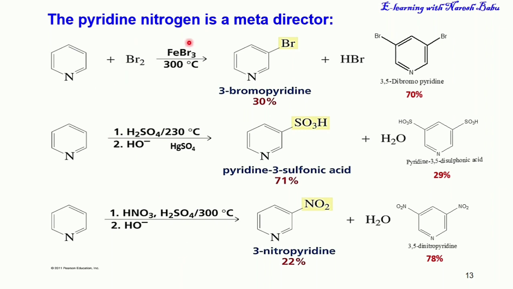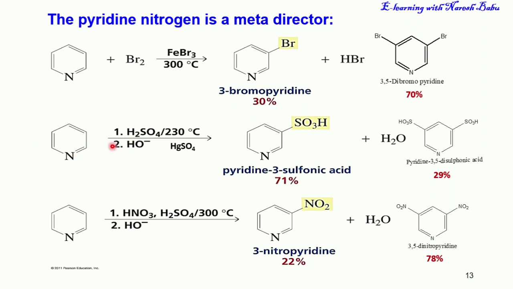So the pyridine nitrogen is a meta director. Here we have nitration, sulfonation and bromination reactions. In the nitration, pyridine reacts with nitric acid in the presence of sulfuric acid at 300 degrees Celsius, and substitution takes place at the third position as we discussed previously. It gives 3-nitropyridine, and also the disubstituted 3,5-dinitropyridine. It is 22% and 78% respectively. The disubstitution is mostly preferred in the nitration.